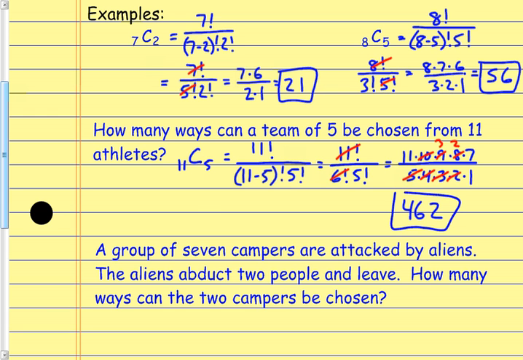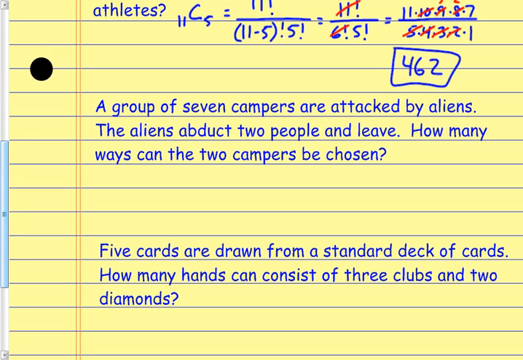Now look at the next one. It says a group of 7 campers are attacked by aliens. It's a pretty common event. The aliens abduct 2 people and then leave, and we want to know how many ways can the 2 campers be chosen. And once again, the order doesn't matter here.